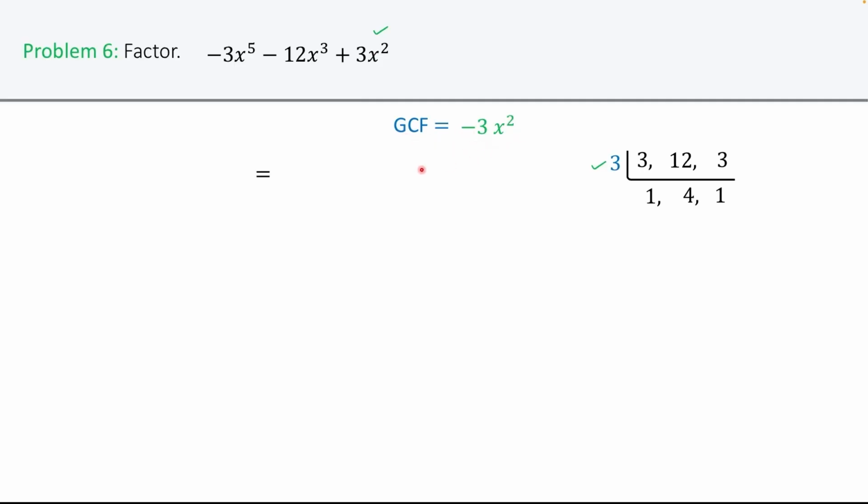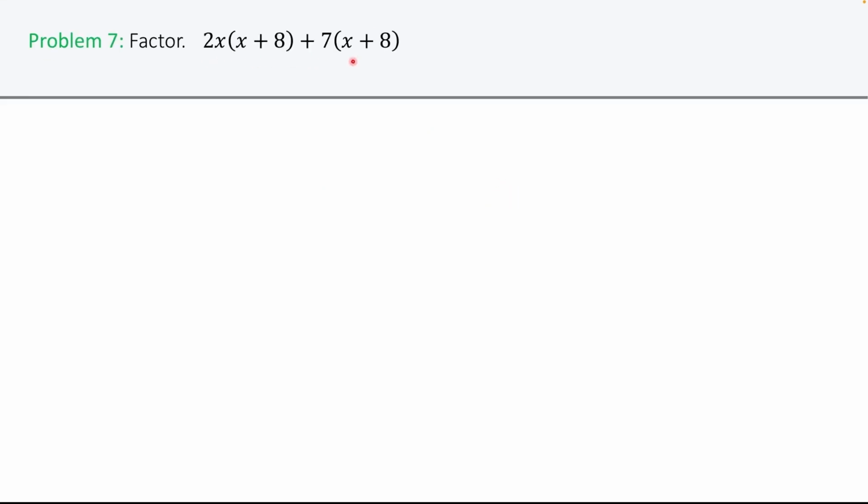Next, factor out the GCF. Put parentheses. Next, divide each term by negative 3x squared. Negative 3x to the 5th divided by negative 3x squared is positive x to the 3rd. Negative 12x to the 3rd divided by negative 3x squared is positive 12 divided by 3 is 4. X to the 3rd divided by x squared is x. Positive 3x squared divided by negative 3x squared is negative 1. This is the answer.